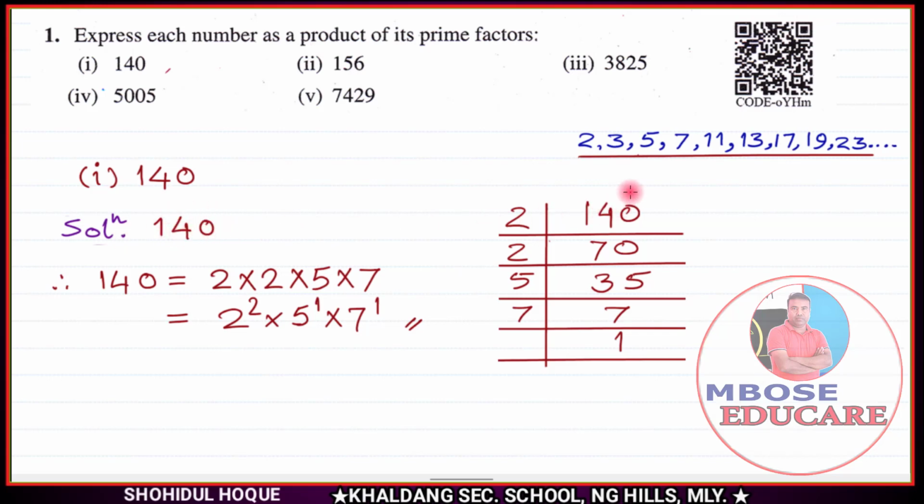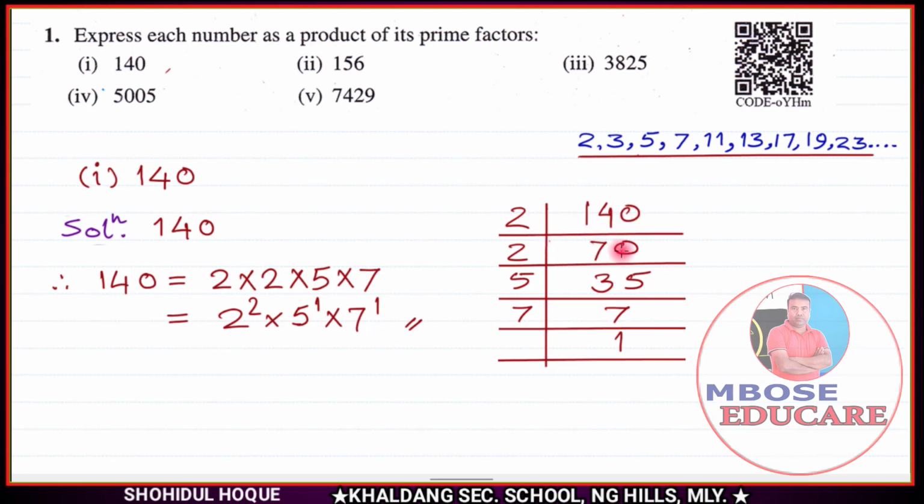Now we shall find the prime factors of 140. As we know, prime factors are the prime numbers by which we can divide 140. Serially I have written some of the prime numbers here. First prime number is 2, second 3, third 5, fourth 7, then 11, 13, 17, 19, then 23. It will continue till infinity. So first for 140 we have to see, can we divide it by 2? 2 is the first prime number. We can divide it by 2.